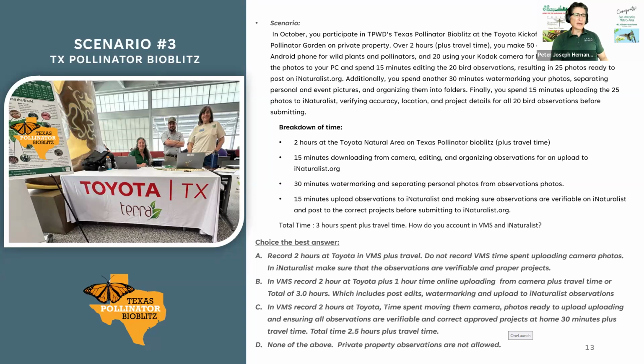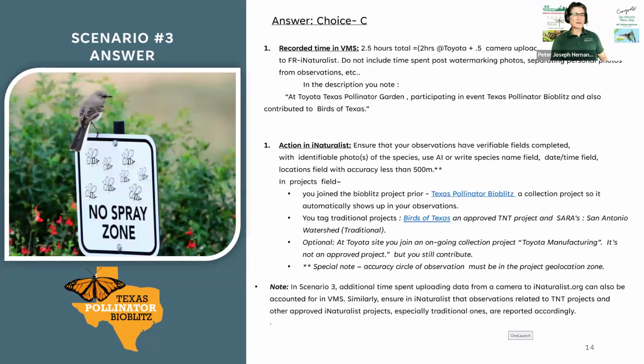So what you should do, A, B, C, or D? And the answer is C. Yes, record time in a BPMS, 2.5 hours, and that includes 2 hours at Toyota. You spend technically about a half hour, 0.5 or 30 minutes, at home, updating and sending up the observations you made through your camera and your travel time.